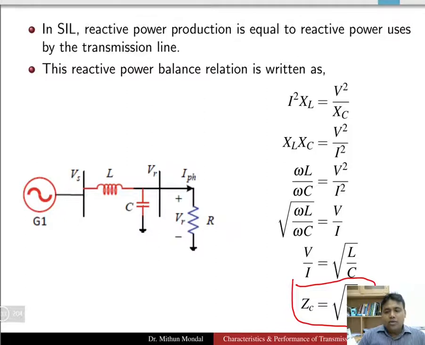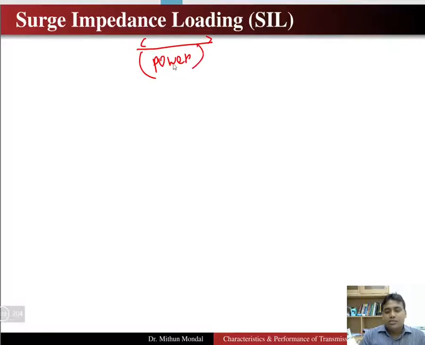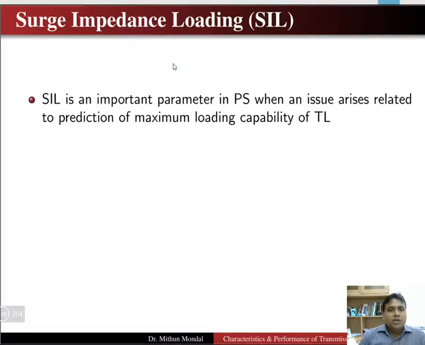So here we see that the characteristic impedance or the surge impedance of the line is equal to under root L by C. Now the next topic that we are going to take is what is surge impedance loading. This is basically the power in the circuit. So surge impedance loading is the unit of power. It is an important parameter in power systems where an issue arises related to prediction of maximum loading capability of a transmission line.